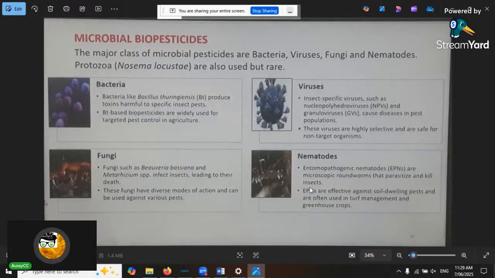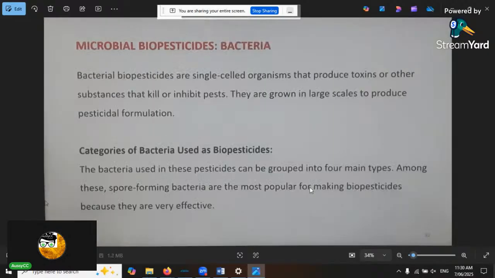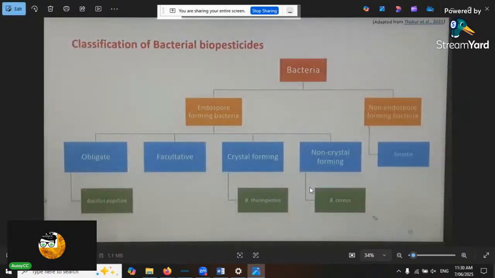It says bacteria, fungi, viruses, and nematodes. That was what I thought we were going through. Classifications: endospore forming, non-endospore. The best thing about the endospore, say, is if you've got a Pseudomonas or a Bacillus genus, they look like the shape of rice or a tic tac.